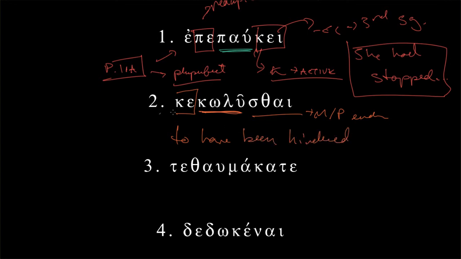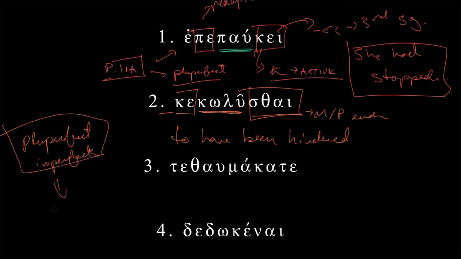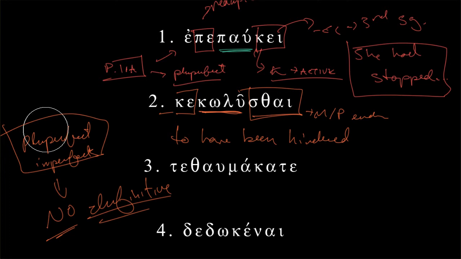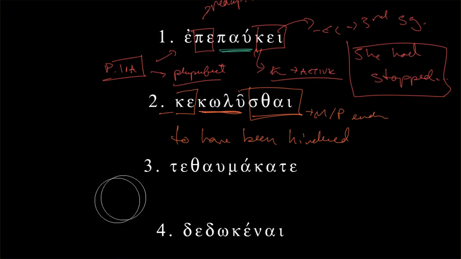And note that there's no augment, so we know it's not pluperfect, but there's also just no pluperfect infinitive to exist. Pluperfect, imperfect, no infinitive. It doesn't come up. They do everything they need to with either a present for the imperfect or a perfect instead of the pluperfect infinitive. A language could have pluperfect and imperfect infinitives. Greek just doesn't happen to do that. So to have been hindered, that's our translation. Good. Next, tethaumakata.